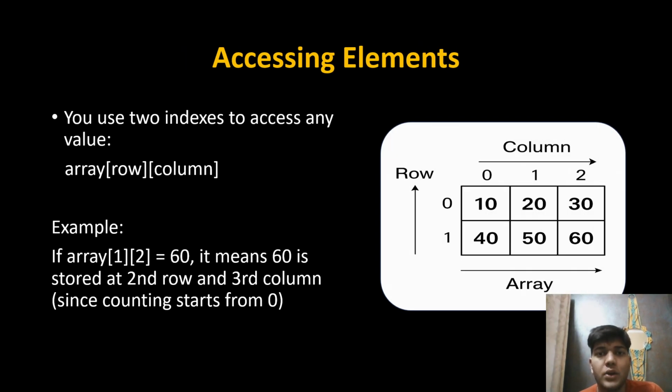To access a value in a 2D array, we need two indices, one for the row and the second one for the column. The general syntax is array, then we write row and then column. For example, array of row 1 and column 2 gives us 60, it means that the value 60 is stored at the second row and third column. Remember, indexing starts from 0.